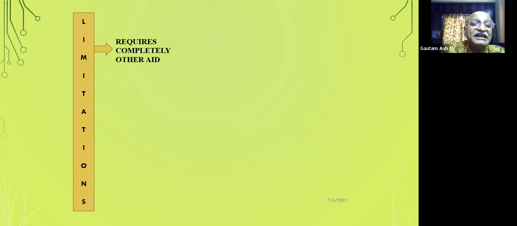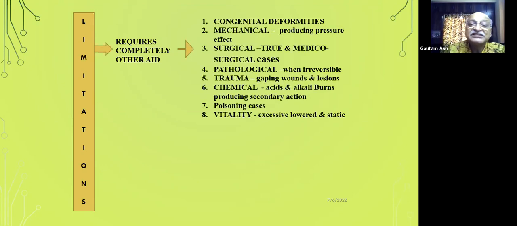Then we come to limitations. What are the limitations? We are taking the examples of GI cases, but it is applicable for homeopathic treatment in general. Limitations are where the requirement is for a completely other end. Operation is the only treatment of choice, for example acute appendicitis. If the patient is fit for operation, send them, so that we are not expecting any complications in the near future. The patient will be cured. Congenital deformities also require a completely other approach.